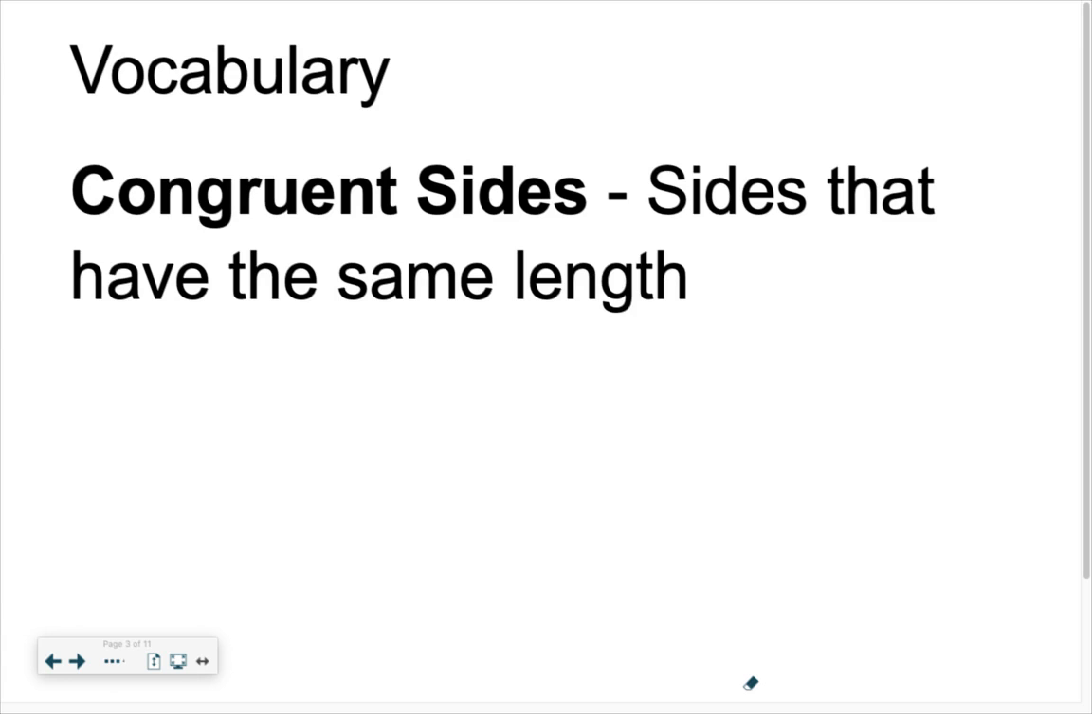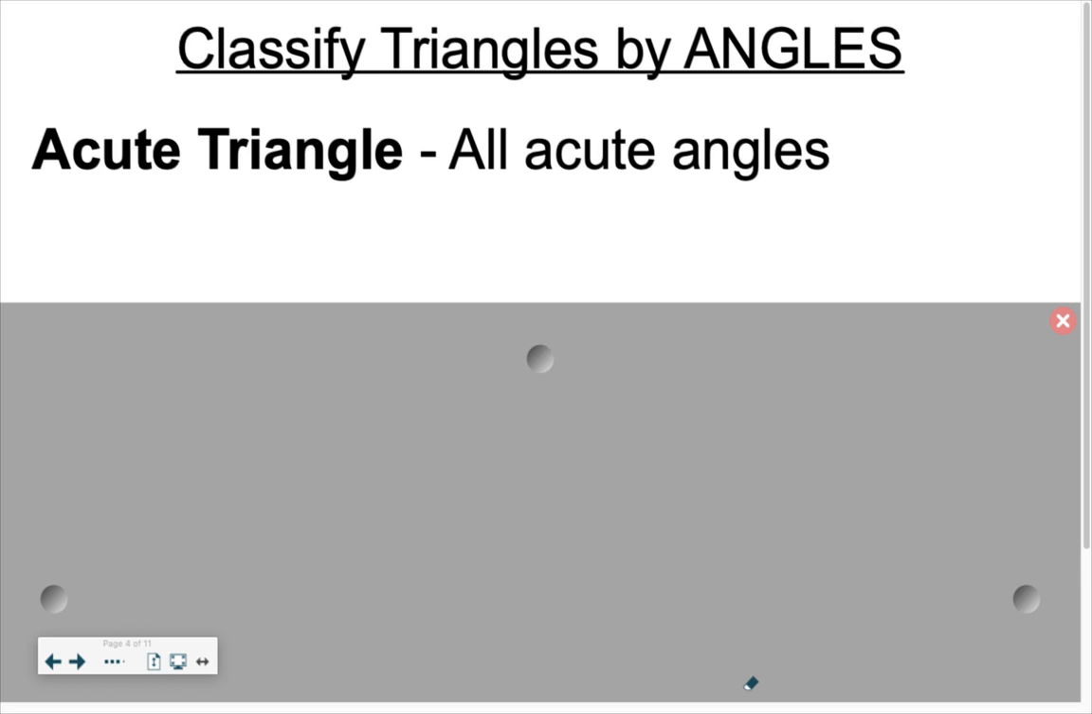And it's going to talk about this phrase congruent, and congruent means same. So when we talk about congruent sides, we're going to have sides that have the same length, whether they tell that to us like 5 centimeters or if they just use a dash.